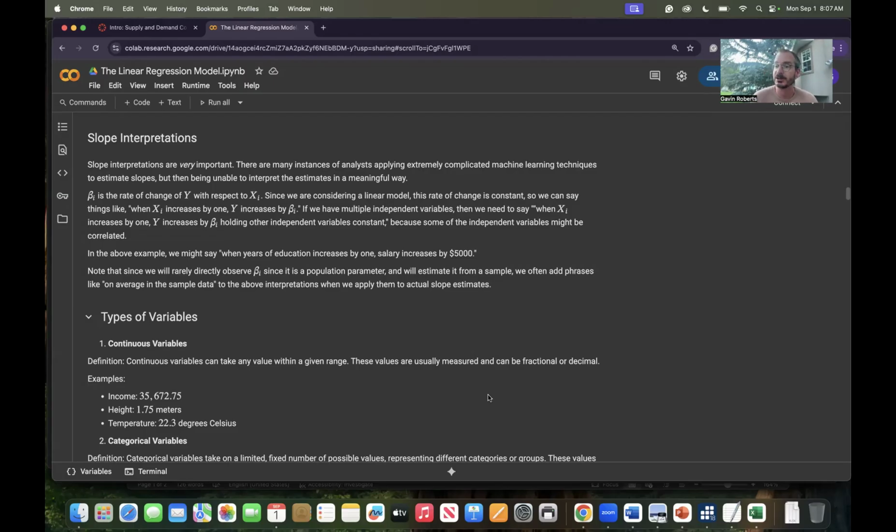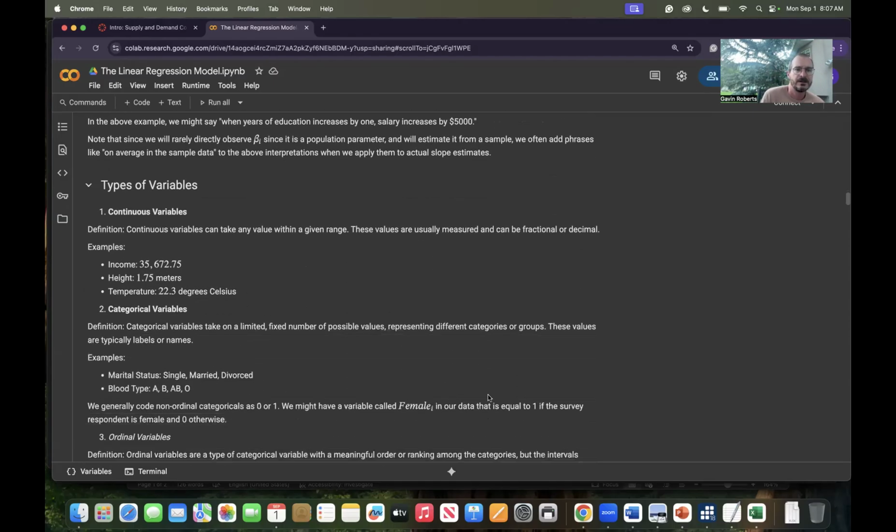So for the education example, we made up the slope of 5,000. We'd say when years of education increases by 1, salary increases by 5,000 on average in our data, because that wouldn't necessarily be true for individuals who have error terms, right? Note that since we rarely directly observe slopes, because it's a population parameter and we will estimate it, that's when we say on average in our data. So maybe I can hedge a little bit on that 5,000 since we pretended we knew the population parameter.